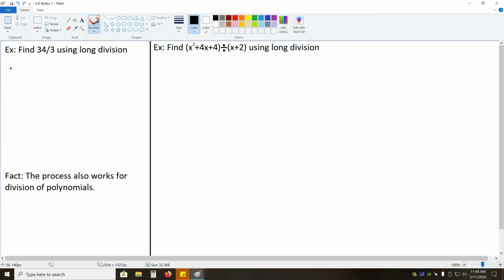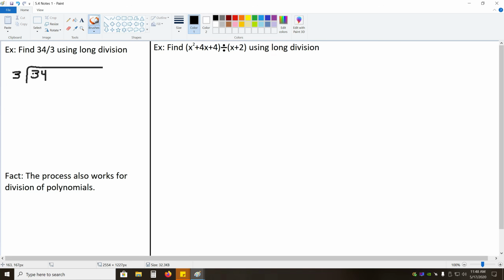Okay, so remember with long division, the first step is to take the numerator and put it inside of a half box or a half rectangle, and then take the denominator and put it on the outside. From there, we want to see how many times the divisor or the denominator can go into the first number of the numerator, or the value inside of the box.